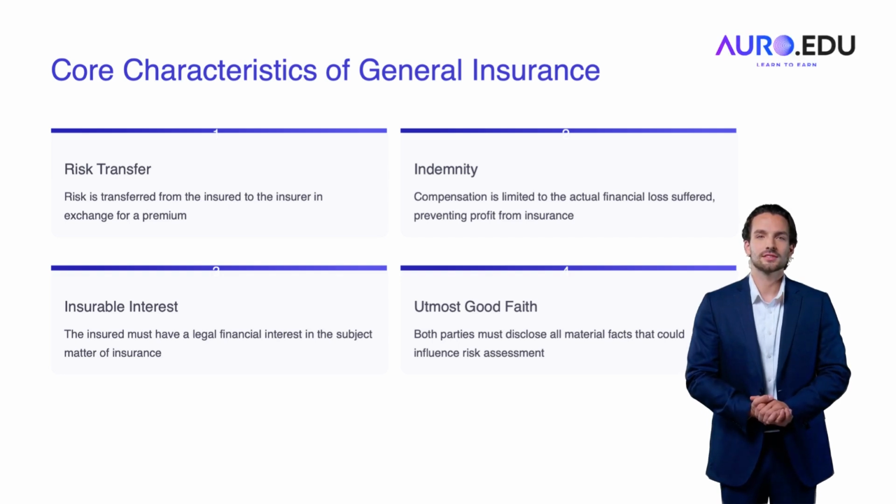Core characteristics. General insurance is built on 4 main principles. Risk transfer shifts risk from the policyholder to the insurer in exchange for a premium. Indemnity ensures payouts match the real loss, avoiding overcompensation. Insurable interest means you must have a financial stake in what's insured. Utmost good faith requires honesty and full disclosure from both sides. These principles keep the market fair, sustainable, and legally enforceable.